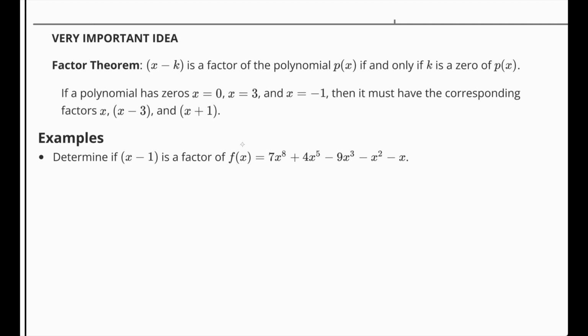So it says right here, if a polynomial has zeros at x equals 0, x equals 3, and x equals negative 1, then the factors have to be x, x minus 3, and x plus 1, because it's always x minus the roots. So x minus 0 is this one, x minus 3 is this one, and x plus 1, because it's really minus a negative 1, is that last one. So basically, if it's a factor, it's not going to have any remainder. That's the moral of the story for that.